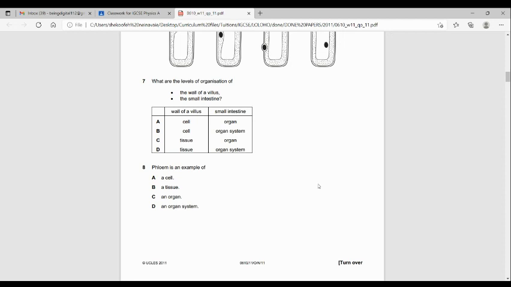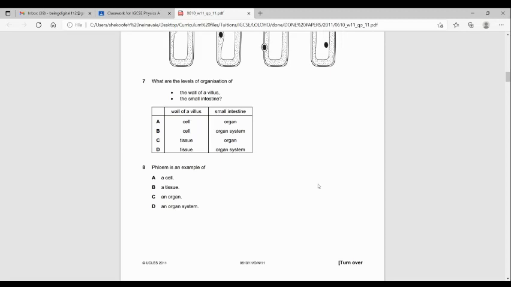So based on that definition, now what are the levels of organization of the villus? Villus is a group of similar cells, and they are working together to perform one job, which is better absorption of the nutrients. So that's a tissue. This is the definition of a tissue.